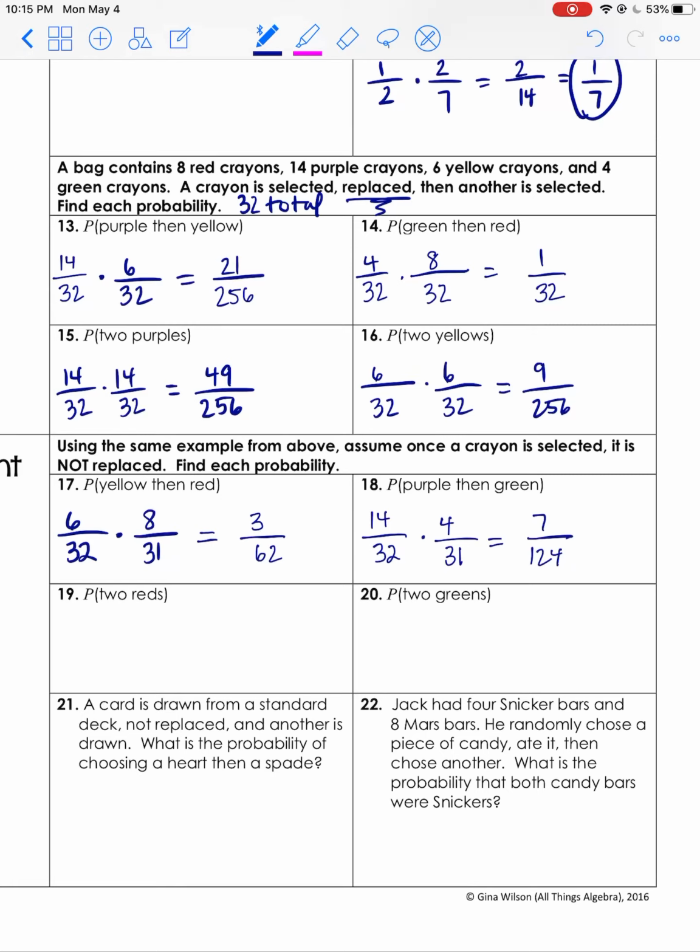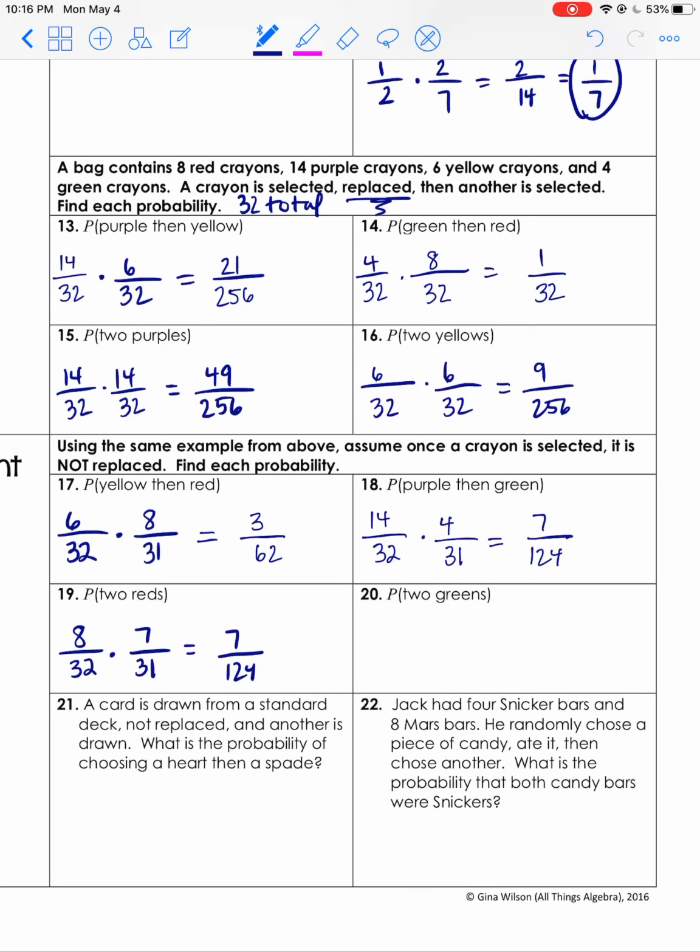2 reds, all right, so 8 out of 32. And then you might be saying, oh, well, then the next one is 8 out of 31. No. When you take that red crayon and do not put it in the bag, how many red crayons are there left? Only 7. 7 out of 31, right? There were 8 red crayons, but you took one and you did not put it back. Now there are only 7 red crayons left, 31 total crayons left. You really, really have to pay attention.